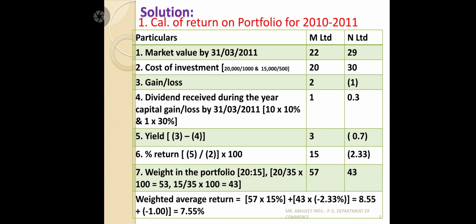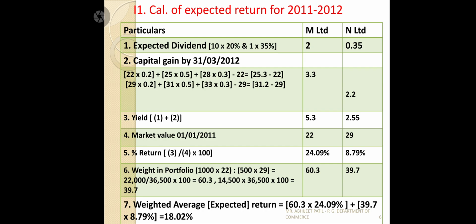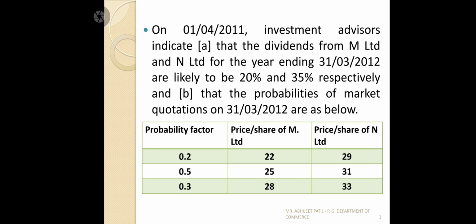Then coming to your next question, question number 2, for the financial year 11-12 purpose. Here they have given probabilities. So with the help of probabilities you should find out your yield and returns. For that purpose you should first take the expected dividends, that is 10 rupees value, it is there in the problem, 20% for the NCL.